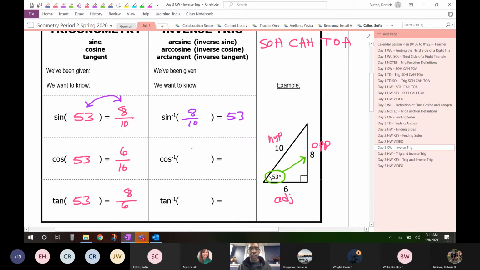The inverse cosine of 6 over 10 will equal 53. And the inverse tangent of 8 over 6 will equal 53. So if we did not know the angle, we could use the inverse sine, the inverse cosine, or the inverse tangent to find the missing angle. That's what this is for.